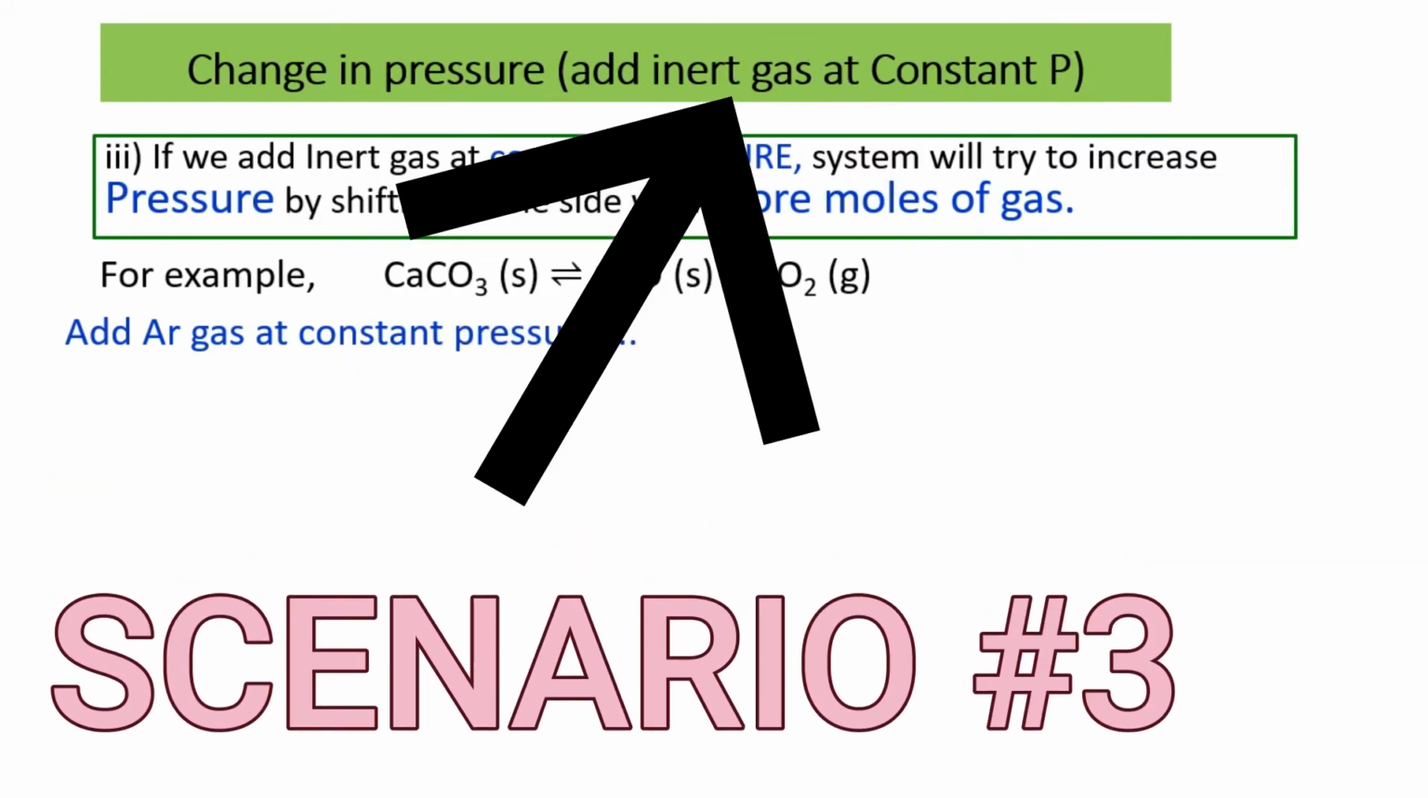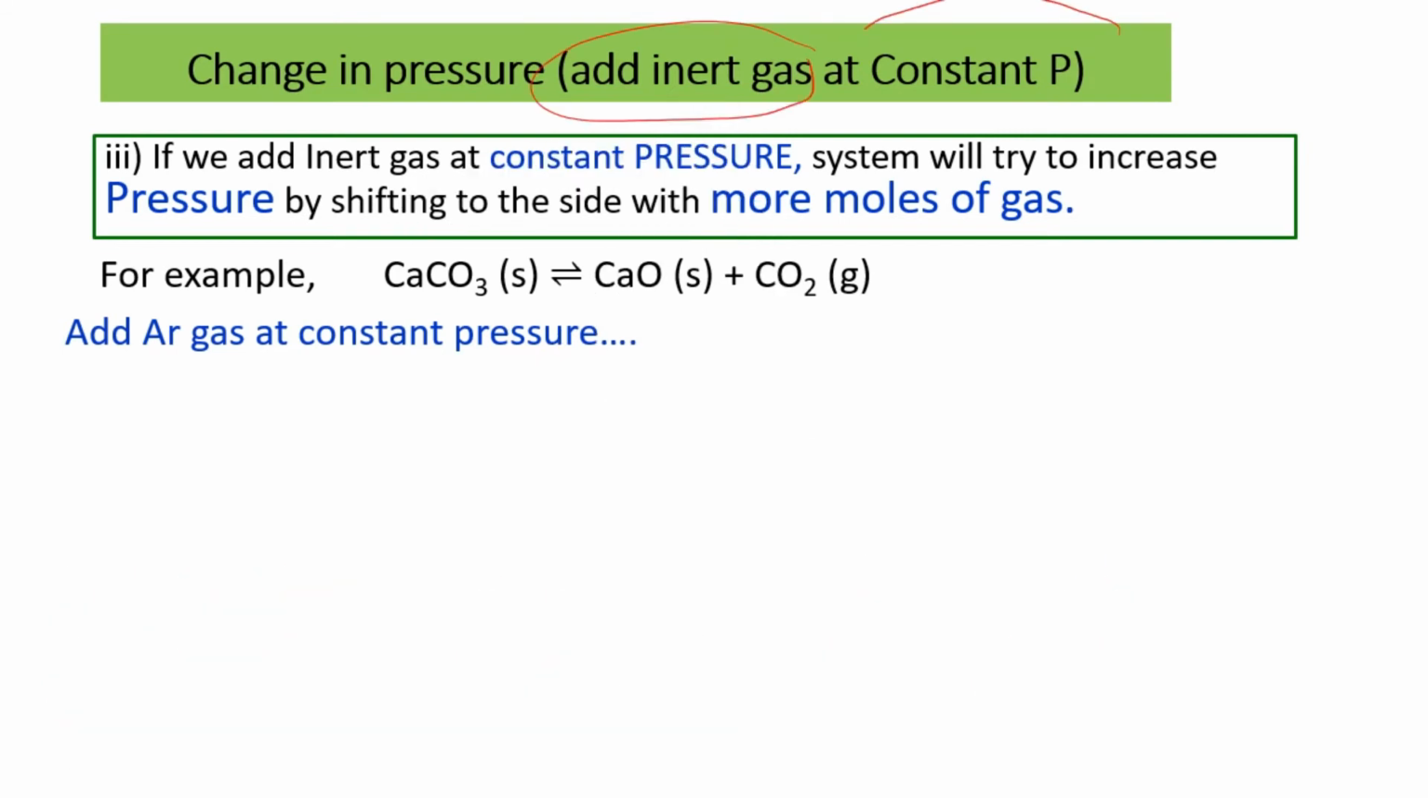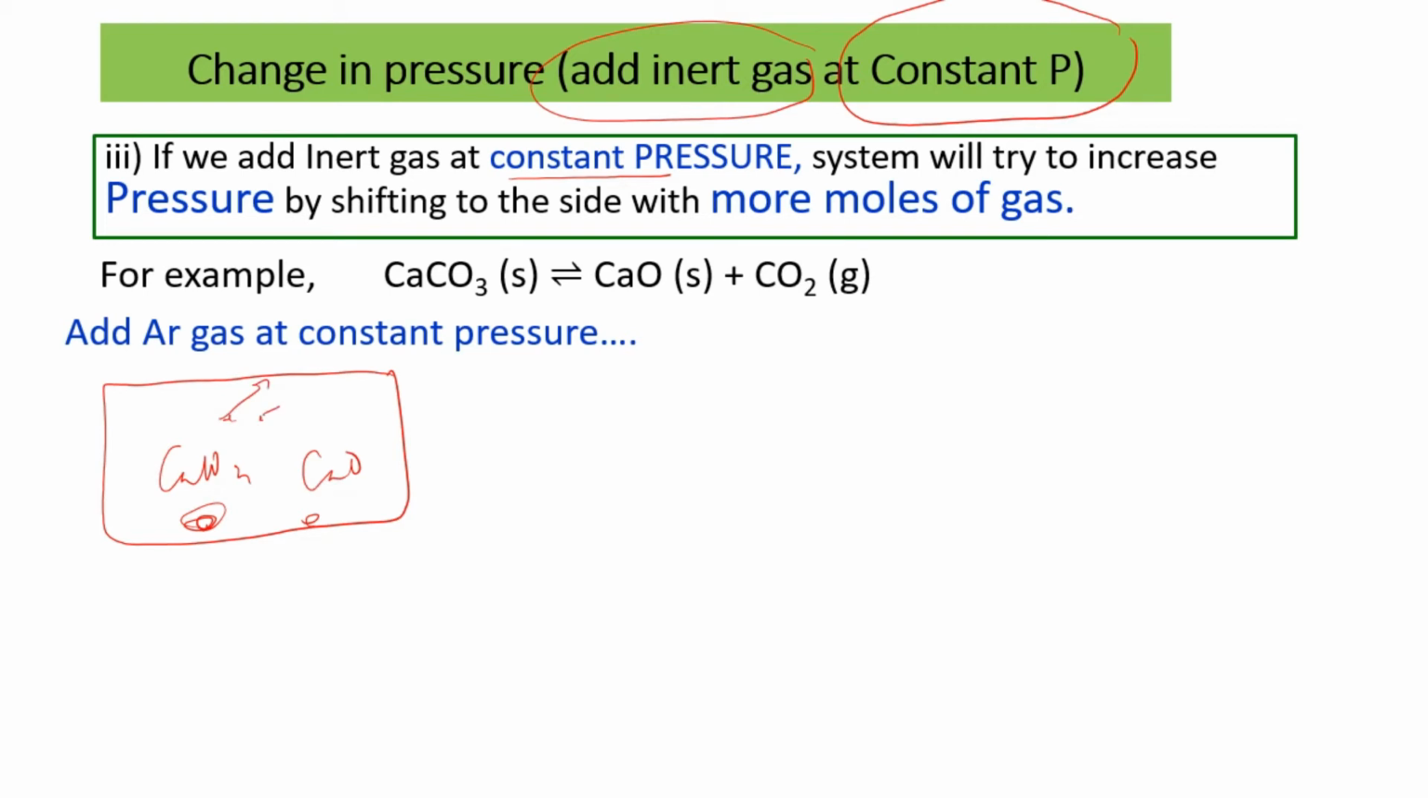Now we have another scenario which is adding inert gas, but this time we have to fix the pressure, okay, at constant pressure. So let's see what is the scenario. Very quickly we draw this again. Carbon dioxide, initially we have V equal to 1 liter, 2 atm. Total pressure is due to carbon dioxide, 2 atm.